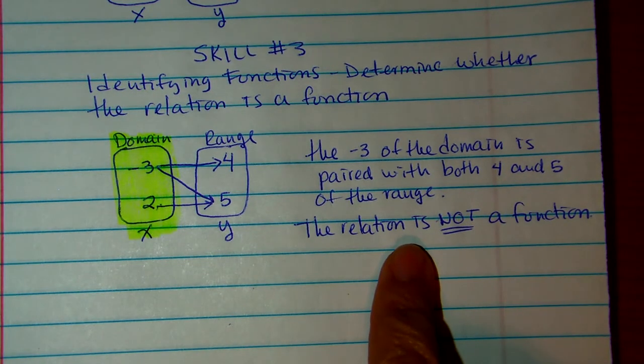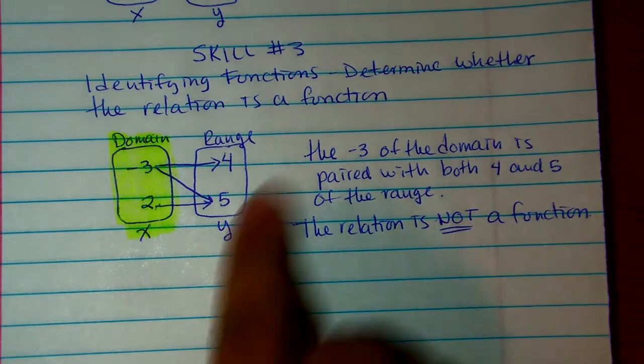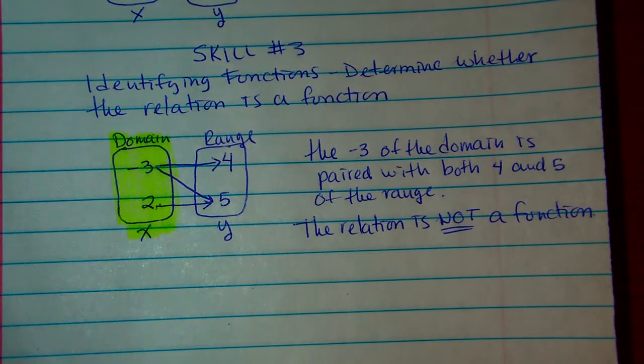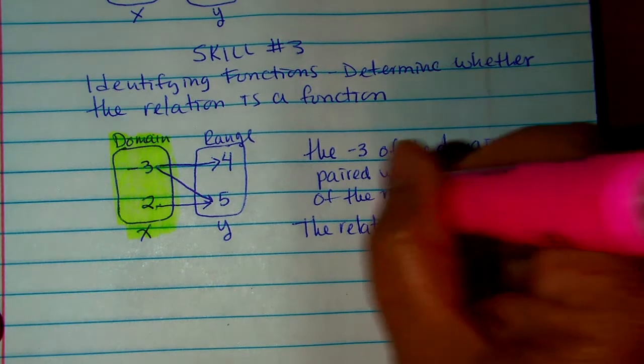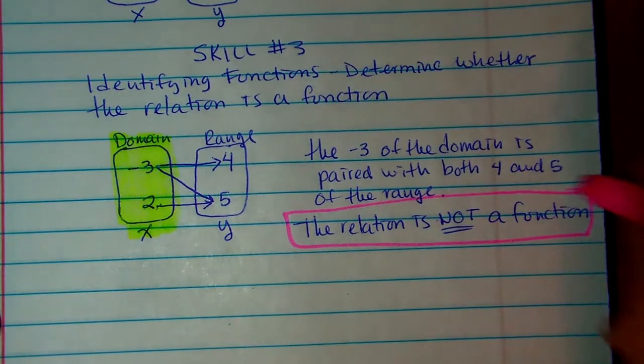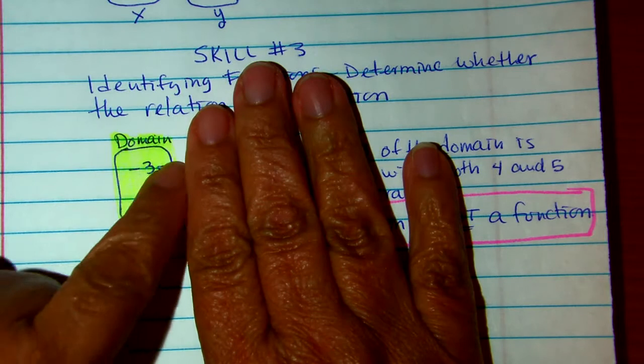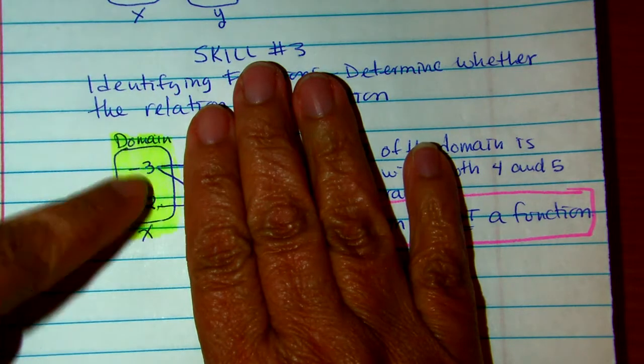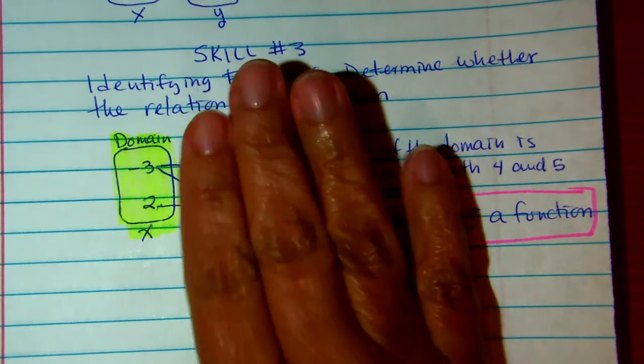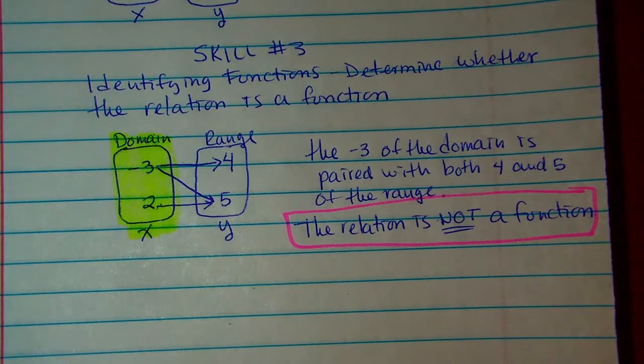So if you need to pause the video, you can do that to copy the explanation right here, because the answer is right here. The relation is not a function. So what I was saying is that yesterday I explained it like this. If you see more than 2 arrows coming out of one of these numbers on the domain, then it's not a function, okay? All right, now that is skill number 3.